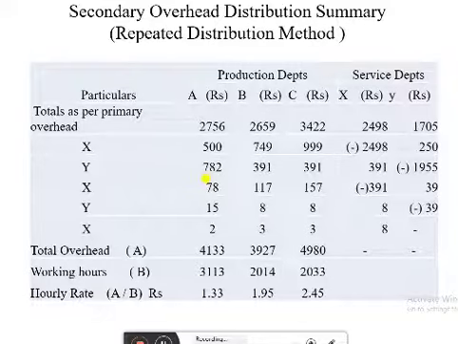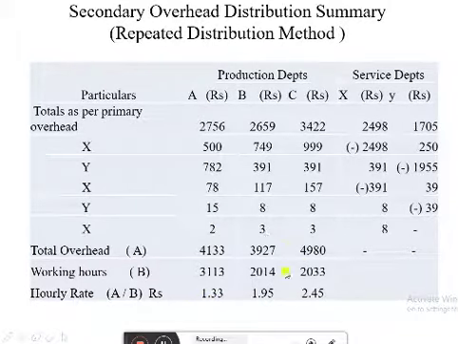So that is, if you divide the total overhead by the working hours, you will get 1.33, 1.95 and 2.45. So this is the hourly rate of the repeated distribution method. So this ends the secondary overhead distribution summary.